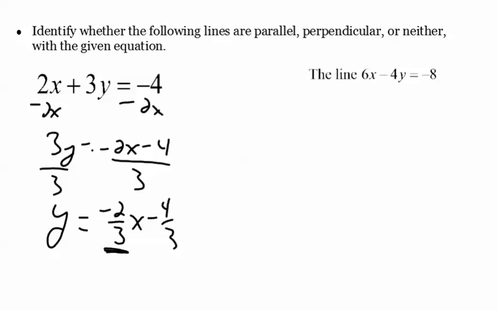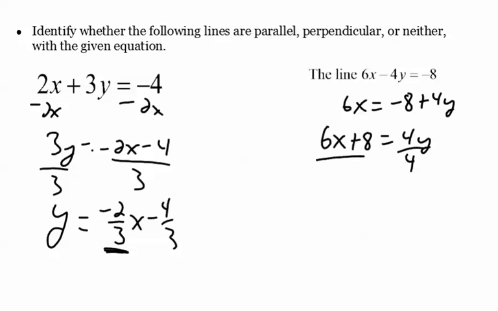This guy, I'm going to solve this guy for y. So I'm going to add 4x to both sides. So I get -8 plus 4y. I'm going to add 8. So I get 6x plus 8 equals 4y. Divide everything by 4. So if I divide everything by 4 here, I get y equals, and here it is, 3 over 2 x plus 2. The slope of this guy is 3 over 2.